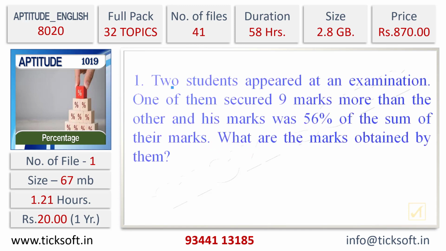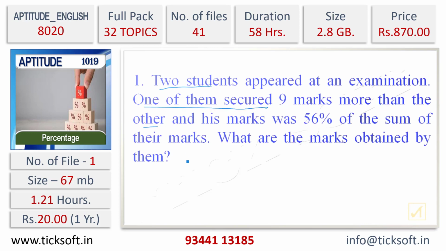The first question is, two students appeared at an examination. One of them secured 9 marks more than the other and his marks were 56% of the sum of their marks. What are the marks obtained by them? So here, we have to find out the marks of two students and it is given that one of them secured 9 marks more than the other.